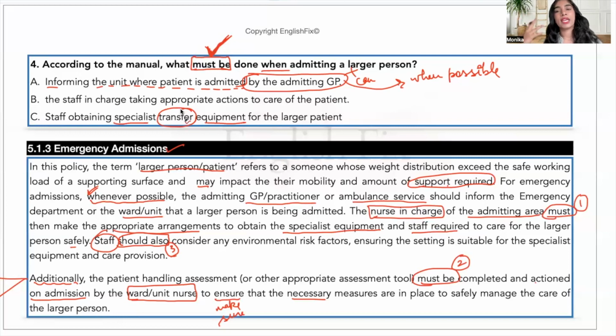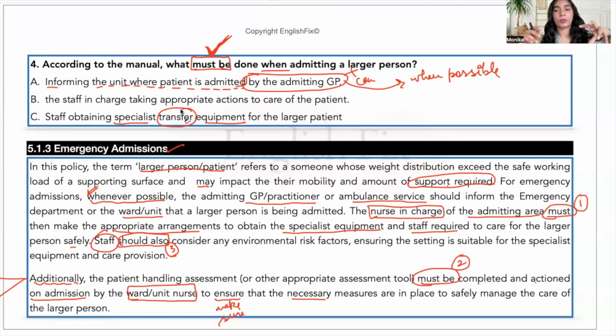Why could it not be any kind of equipment? Let's say a larger person is coming for an X-ray. Let's assume I am not a healthcare professional, so forgive me if I'm wrong with the example. But if a larger person has come to us for an X-ray or an MRI, let's say an MRI, right? If that person is very large, they might not fit in the MRI machine. So they have to obtain specialist equipment for that person, which would accommodate them, right? But it does not mean that the MRI is going to be transfer equipment, right?